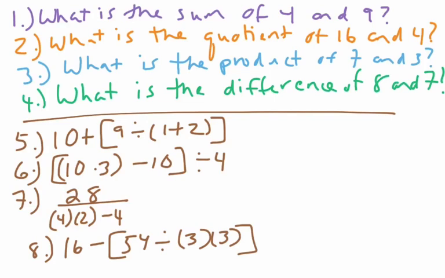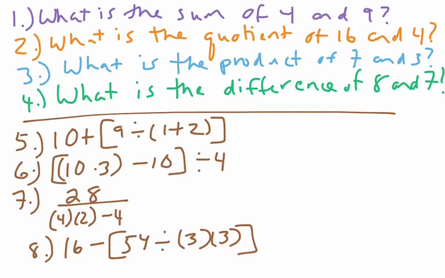For problem 5, that's 10 plus bracket 9 divided by parentheses 1 plus 2 close parentheses and brackets. 6 is open brackets and parentheses 10 times 3 close the parentheses minus 10 close brackets divided by 4. You might also hear someone say, after the second 10, all divided by 4, and the word all is intended to signify everything that I said before.